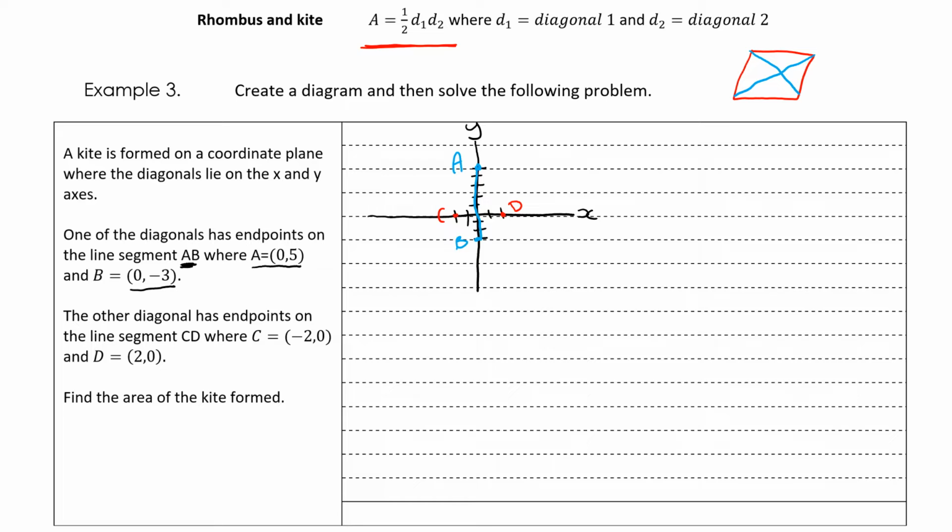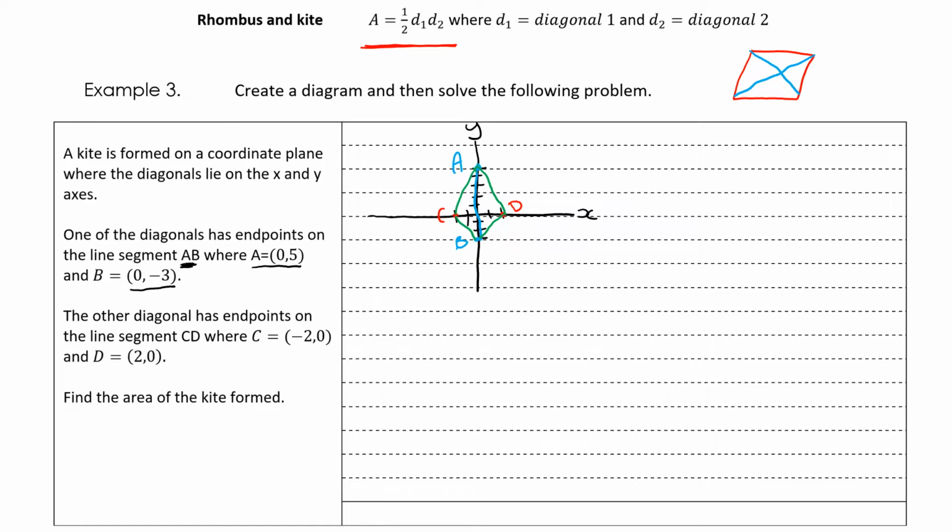If we were to draw this as an actual kite, I'll use green because I've used almost every other color. Oh, that's messy. Let's try that again. There we go. That is our kite drawn there in green. And we want to find the area of it. So first thing we're going to do is actually find the distance between our 2 points.